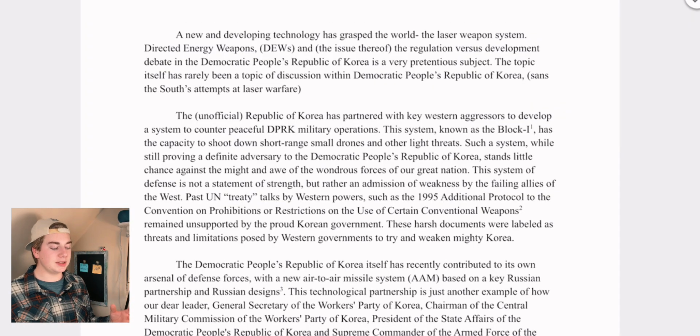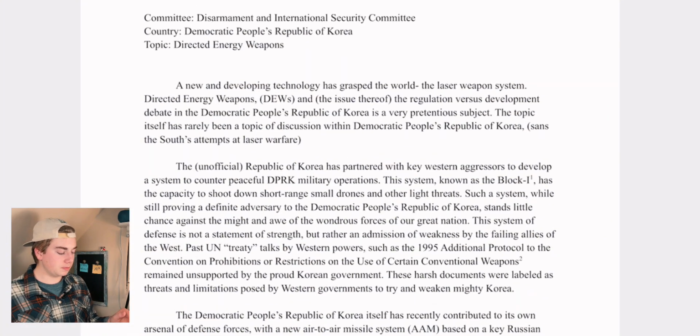And here's the basic setup, the way that I like to do it. You can see my first paragraph here is just outlining the topic itself, and how it's important in North Korea. You want to say that because you want to make sure that you're establishing your tone for the position paper. That sounds kind of stupid, but genuinely, you want to make sure that you're directing the position paper in the correct way.